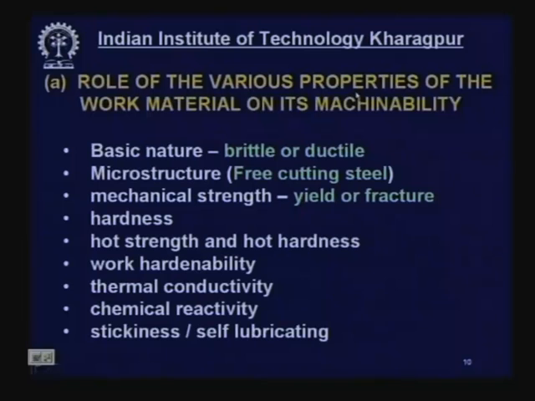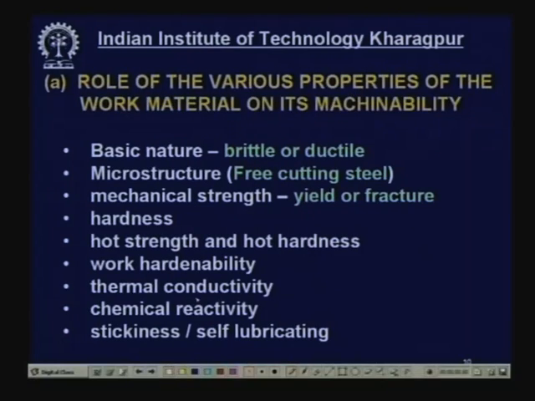Now, role of the various properties of the work material. Let us start with the work material and its effect on machinability: the basic nature of the work material. Is it brittle or ductile? If it is brittle, like cast iron, then cutting force will be much less and cutting temperature will be much less, because the fracture itself will assist machining, and less contact between the chip and the tool will reduce friction. So, temperature will come down and tool life may also improve.